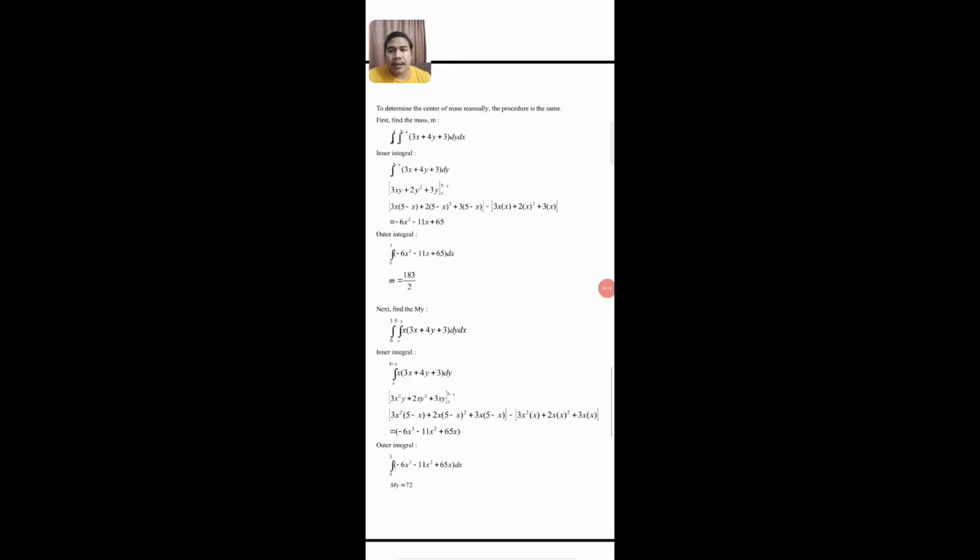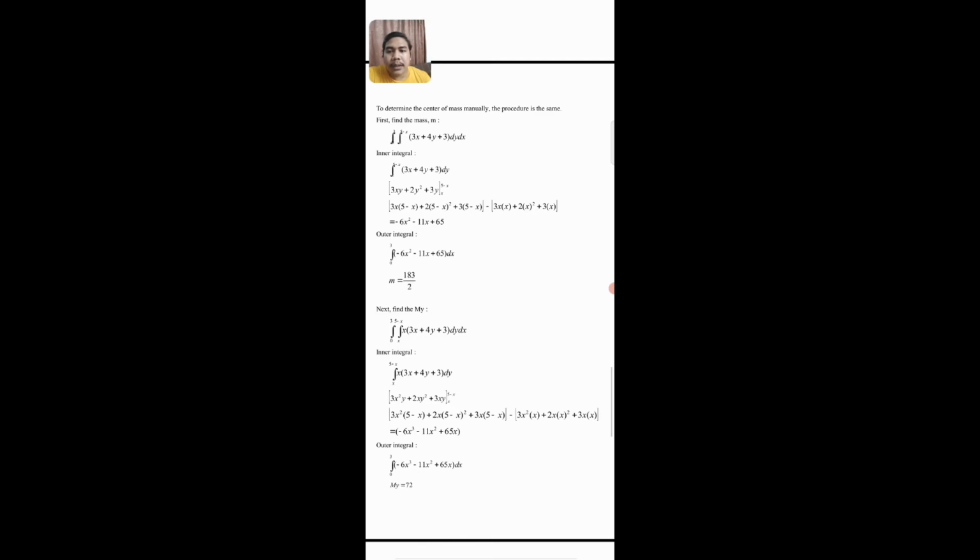So next, we have to determine the center of mass manually. The procedure is quite the same. First, we have to find the mass, which is m, with a double integral. The outer integral has lower limit 0 and upper limit 3, and the inner integral has lower limit x and upper limit 5 minus x, and we put in the function that is given.